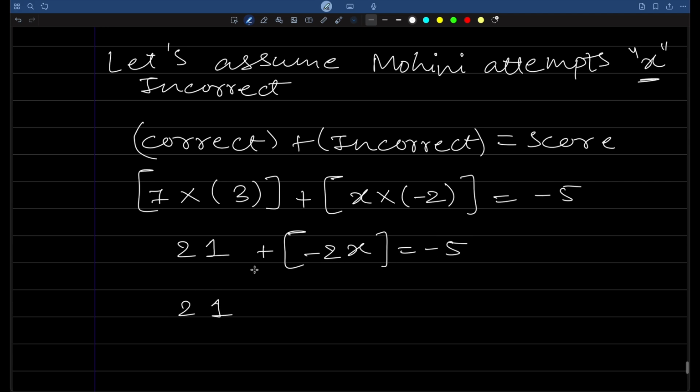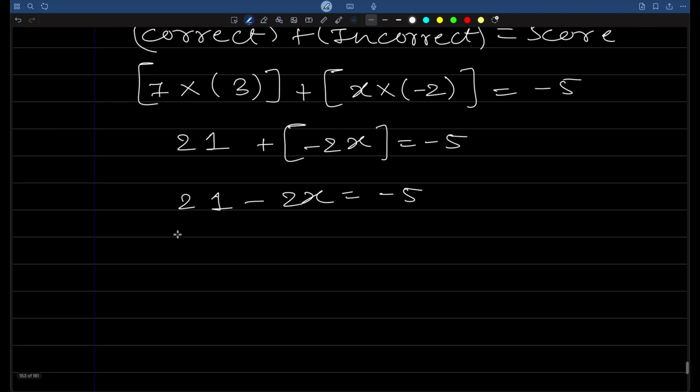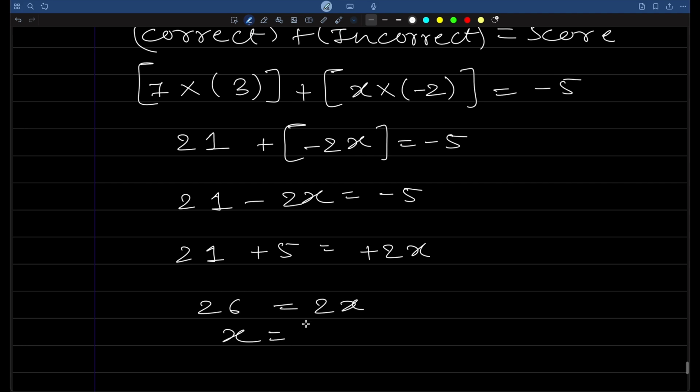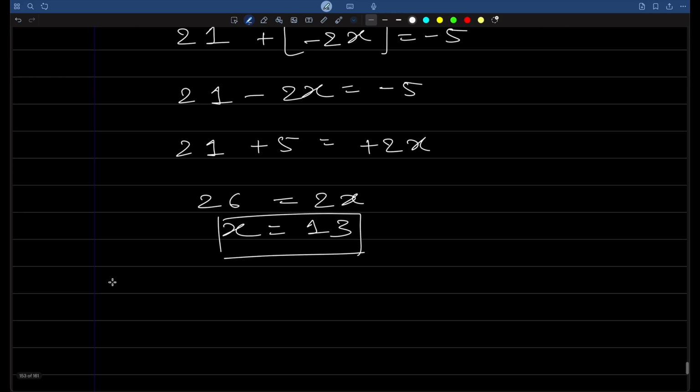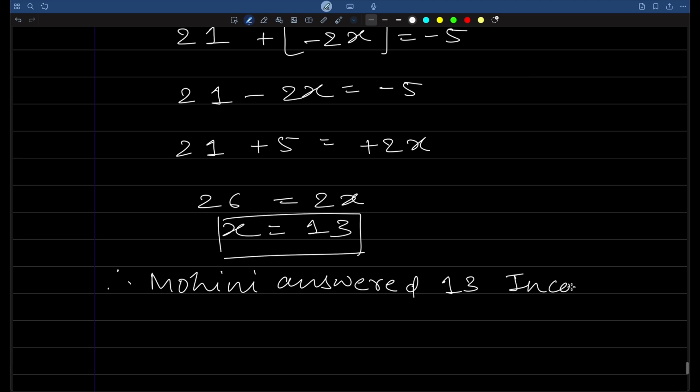We have 21 plus into minus is minus 2x, equals to minus 5. 21 plus 5 equals to plus 2x. 21 plus 5 is 26 equals to 2x. We have x equals to 26 by 2 is 13. So hence Mohini answered 13 incorrect.